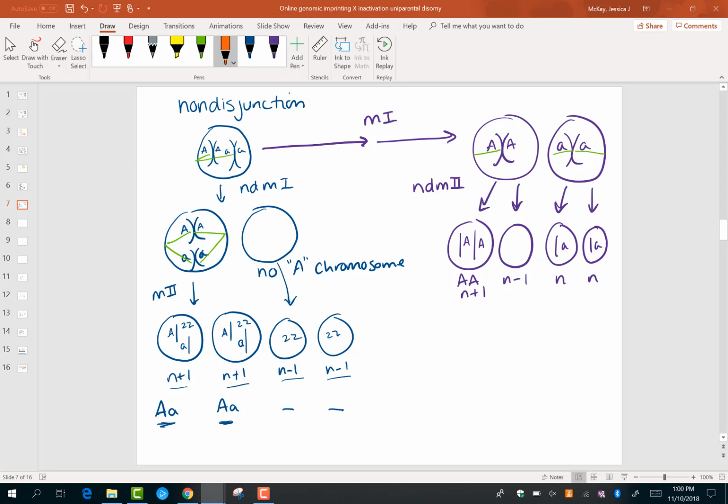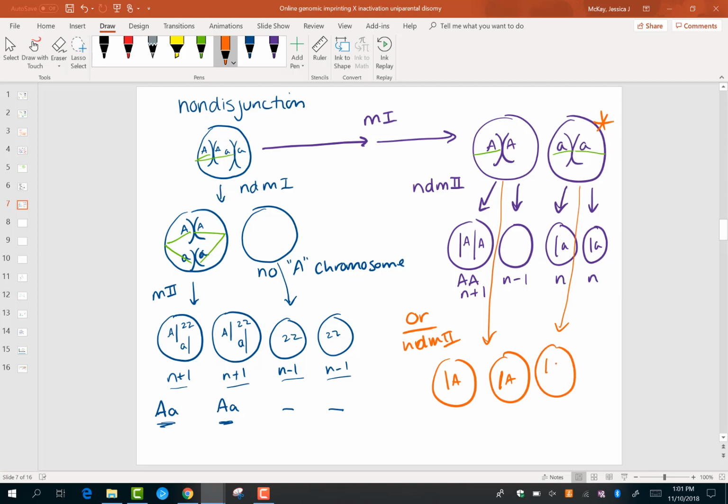Okay, or you could have non-disjunction meiosis 2 in the little a cells, right? So that means these would separate normally, and this one would produce a gamete with n minus 1, n plus 1, and it has an AA, n, and n.